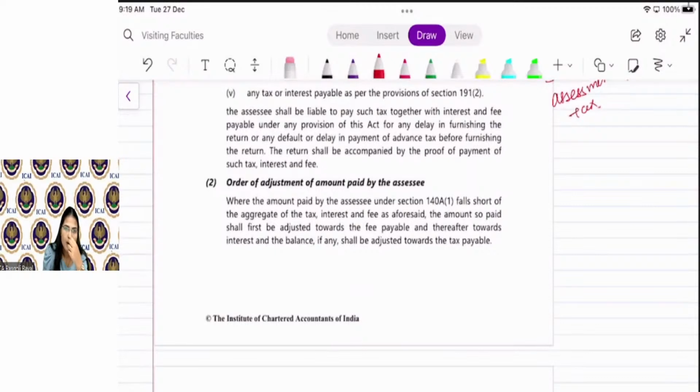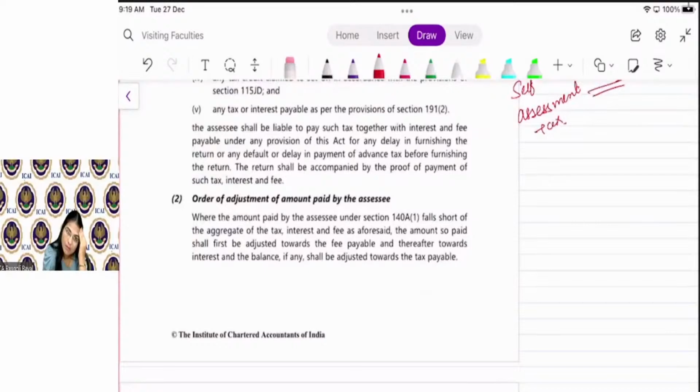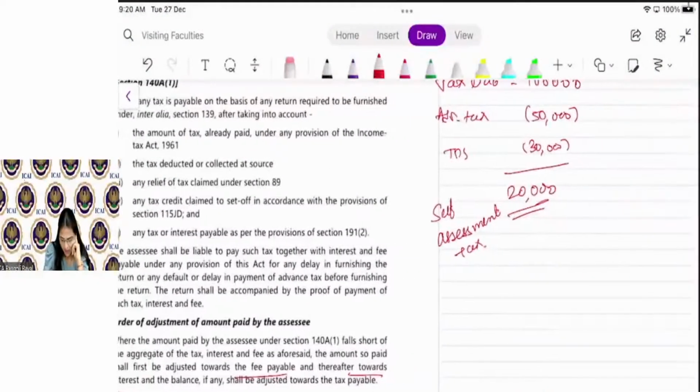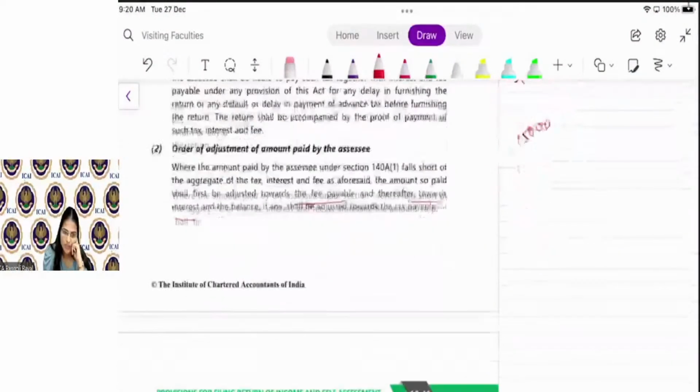Order for adjustment of amount paid by the assessee. Whatever amount you paid as self-assessment tax, first that amount is adjusted against late filing fees. Then after that amount is adjusted against interest, and if there is any balance, then the same is adjusted against the tax payable amount. So say for example, if I am paying 15,000 to the government, I require to pay 20,000. Okay. So if I am paying 15,000, first this 15,000 is adjusted against fees, if there is any fees, second is interest, and after that it is adjusted against the tax payable amount.